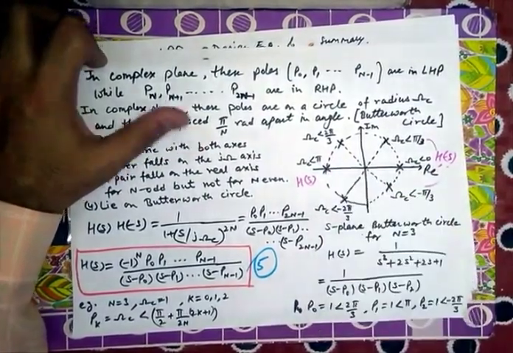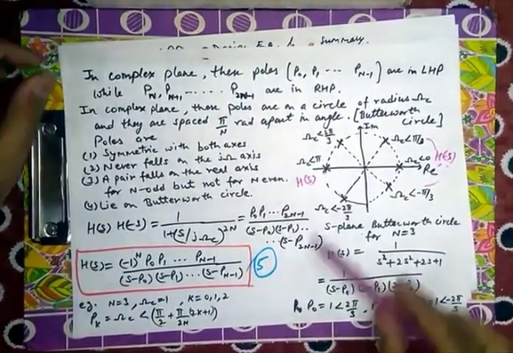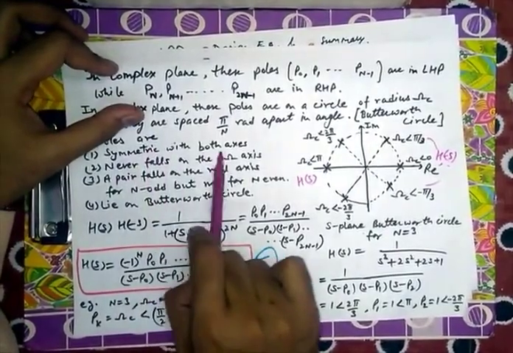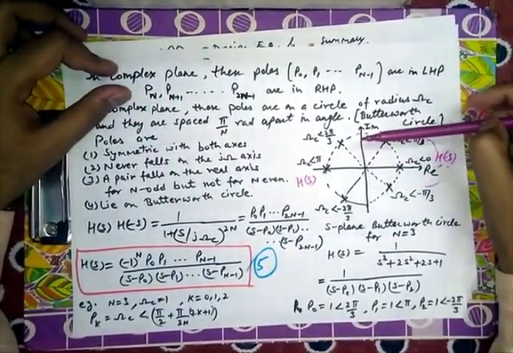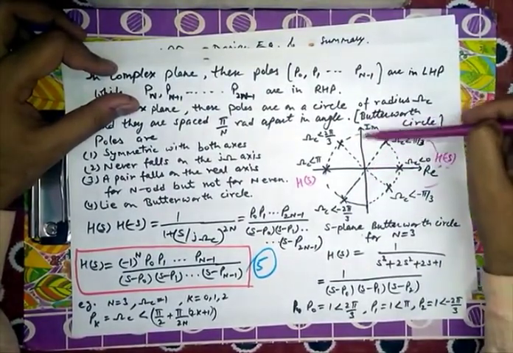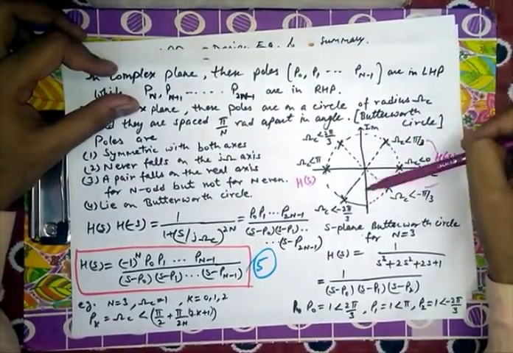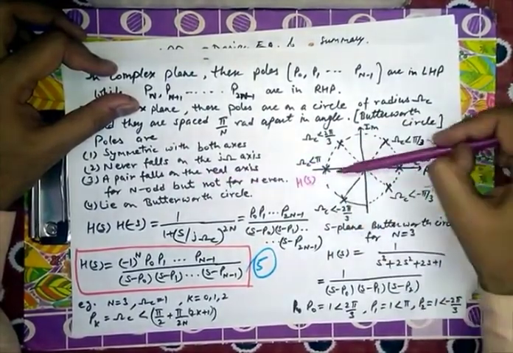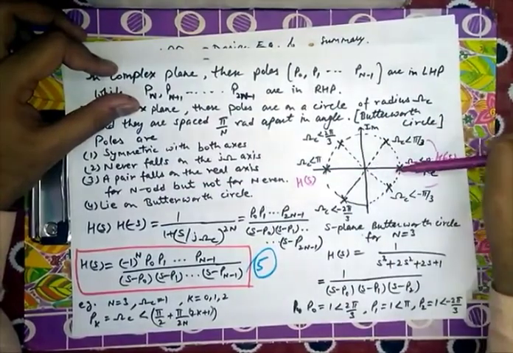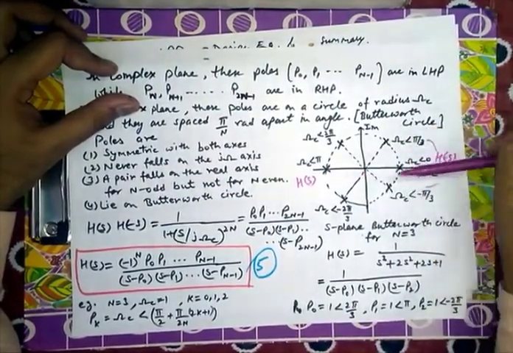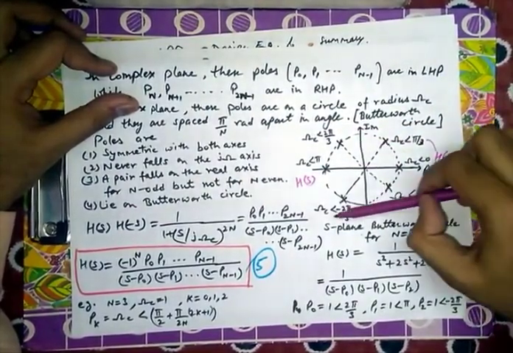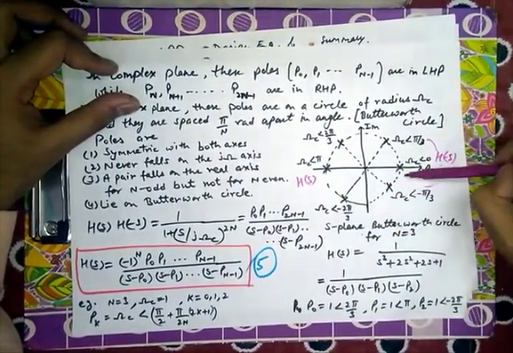Okay, this is known as the Butterworth filter. The poles are symmetric with both axes. It is a property of the Butterworth circle. These poles are symmetric with both axes, never fall on the j omega axis, and a pair falls on the real axis if n is odd. But if n is even, they will not fall on the real axis. They always lie on the Butterworth circle having radius omega c, because their magnitude is always omega c.